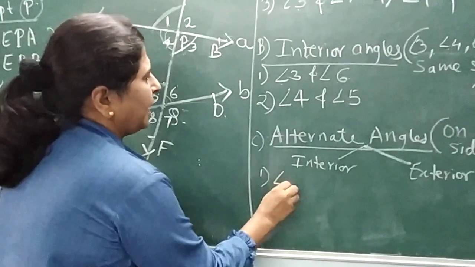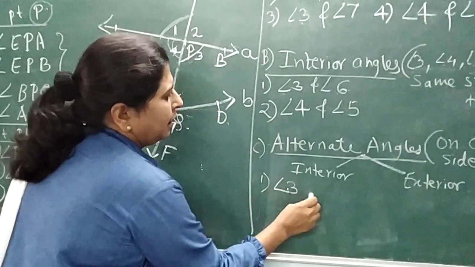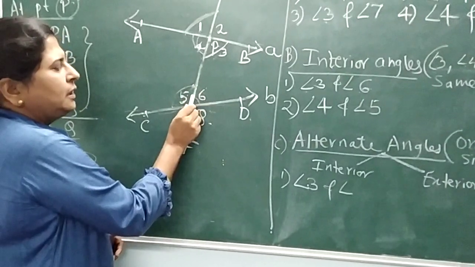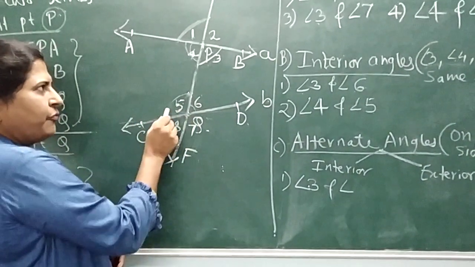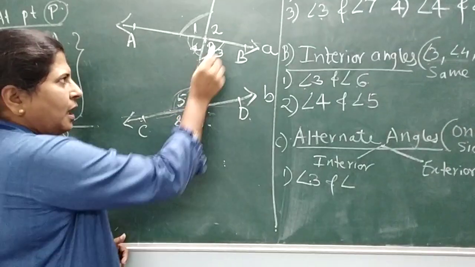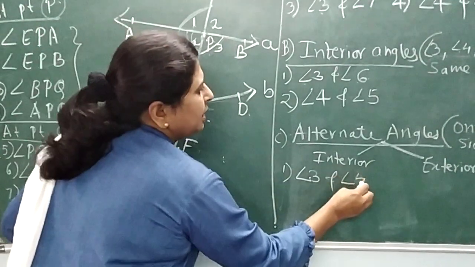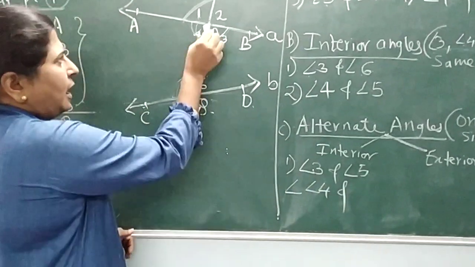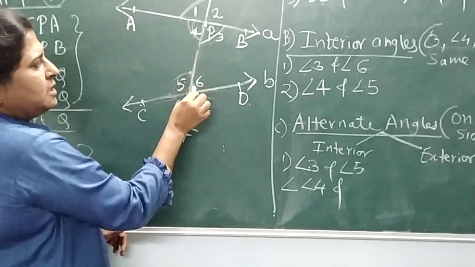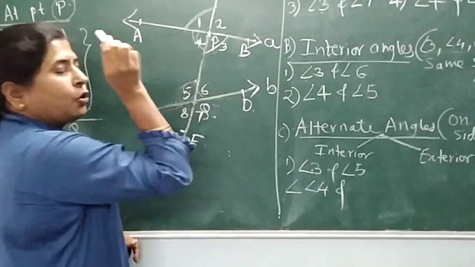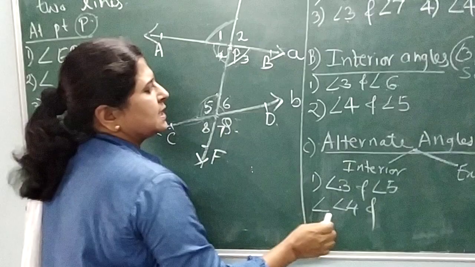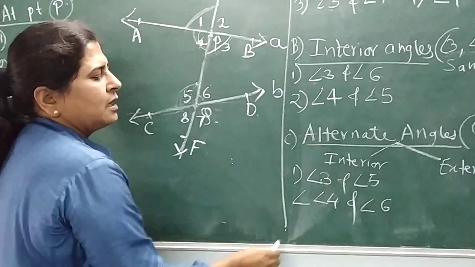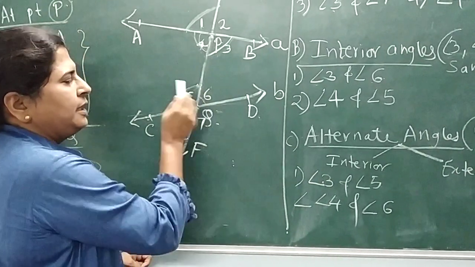So if we are selecting angle number 3, which angle do we have to take? Now angle 3 is on the right side of the transversal. Here on the left it is angle number 5. So 3 and 5 are the alternate interior angles. And another pair, angle 4, is on the left of the transversal. Here at point Q we want to take it on the right of the transversal. It is the 6th angle, 6. These are alternate interior angles. We have these 2 pairs from these 4 interior angles.